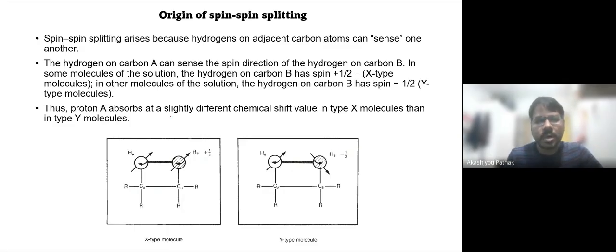Because of this, in some molecules it exists as one spin type, and in other molecules as another spin type. Accordingly they will have different energies associated with them. Because they are spinning, the magnetic field around them will also be different for both cases. So proton A absorbs at a slightly different chemical shift value in type X molecules than in type Y molecules.